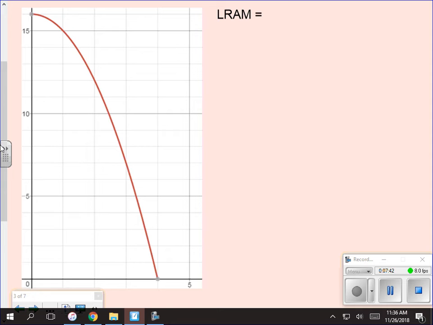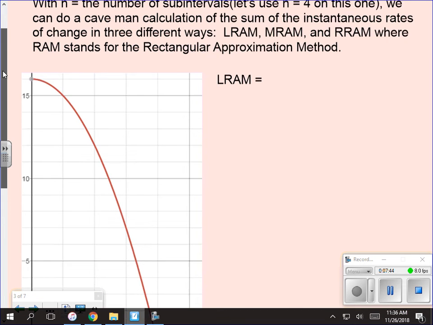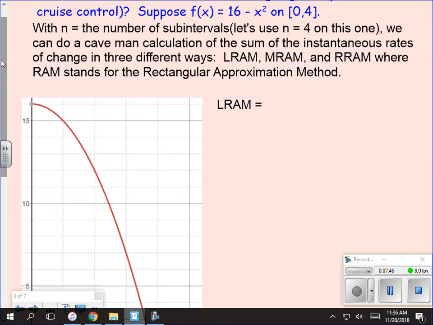So what are we going to do now? We're going to estimate. Okay? With n as the number of subintervals, we're going to use 4 on these problems here. We don't want to use much more than that when you're doing it by hand. I think 6 is about the most you really want to do by hand. Trust me. Although we're going to have one coming up that you're really going to hate. This is going to be huge. Okay. We can do a caveman calculation.